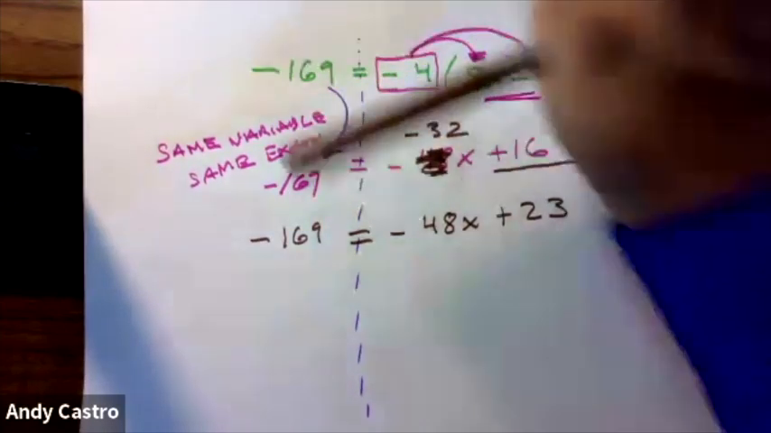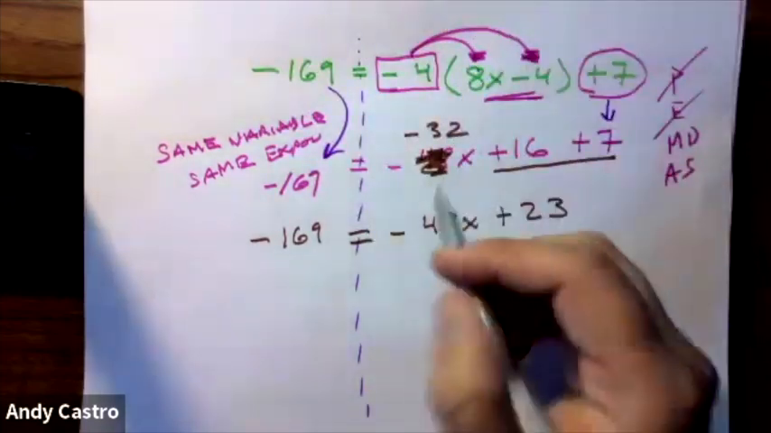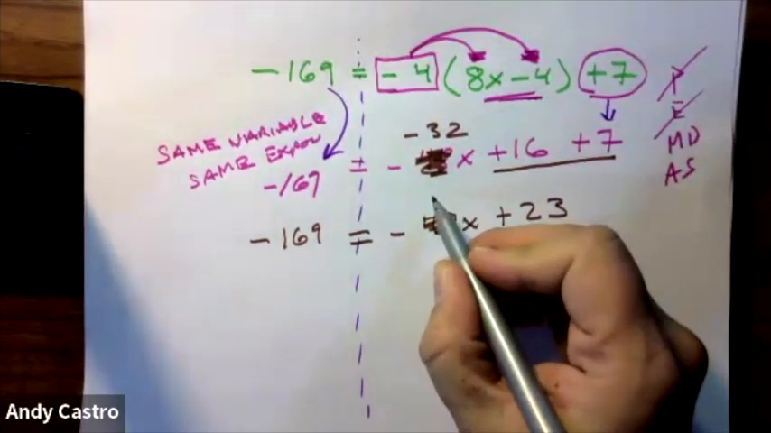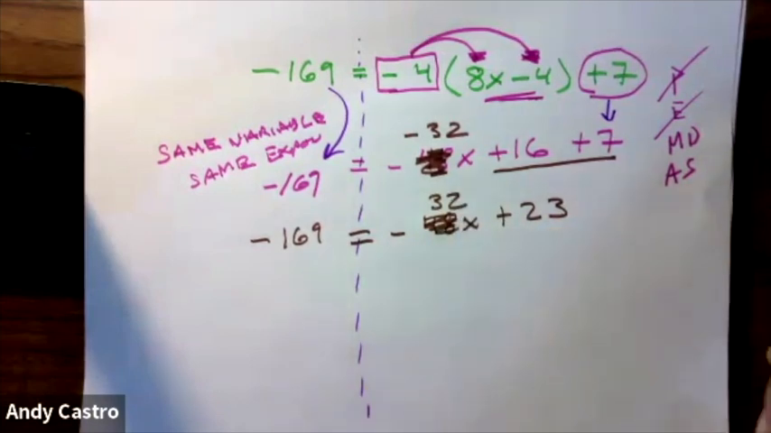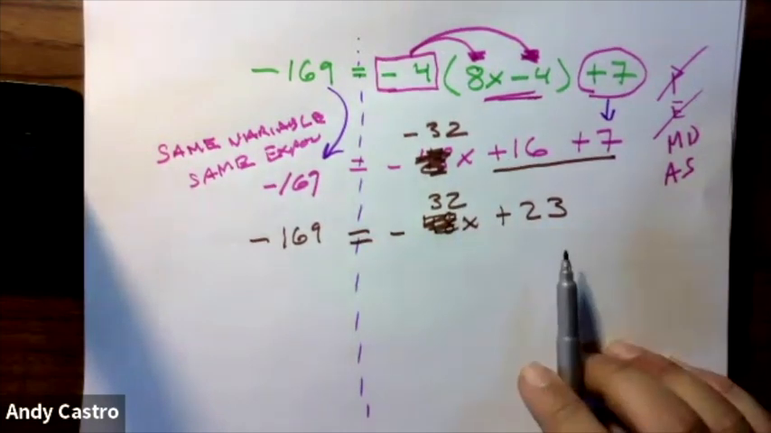I can't believe none of you caught that. That's funny. All right. So that should be negative 32.